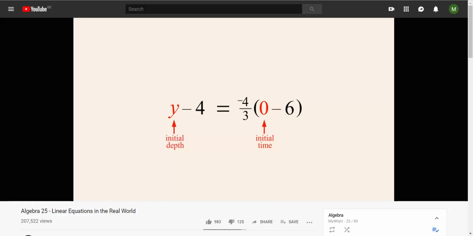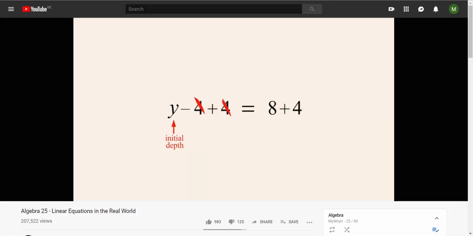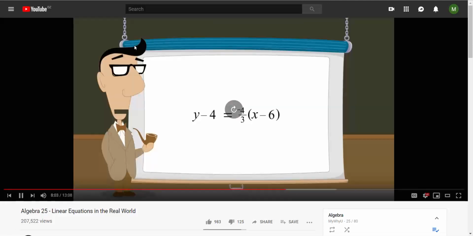Completing the arithmetic, 0 minus 6 is -6, and -4/3 times -6 is +24/3, or 8. Adding 4 to both sides of the equation allows us to cancel -4 on the left, leaving us with y equals 8 plus 4, or 12. So the initial depth of the pool when the elapsed time x was 0 was 12 feet.